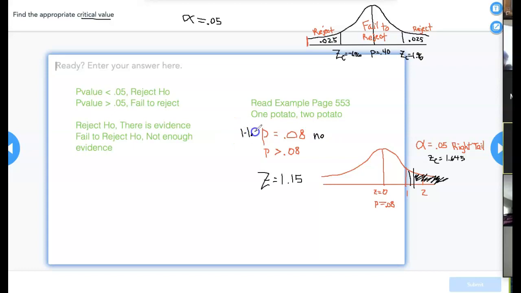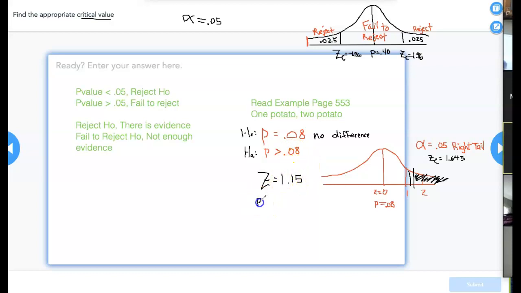So sometimes in the HO, I guess I left off HO and HA. In HO, there's no difference. We don't want to say that 0.09 is equal to 0.08 because that's not true. But we could say there's no difference between the two proportions. And in our conclusion, we would say there's not enough evidence that the proportion is greater than 0.08. So for 0.09, there's not enough evidence that in our sample we have more than 8% blemishes on our potatoes.